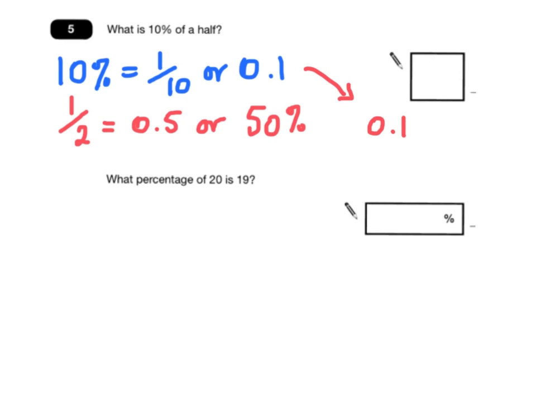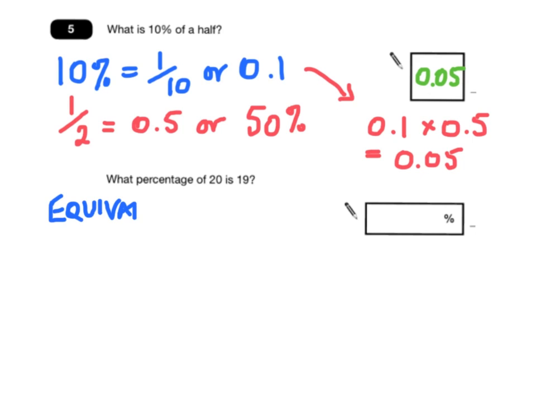But if we do 0.1 times 0.5, that's perhaps the easiest way to look at it. And that gives you 0.05, which is the answer.